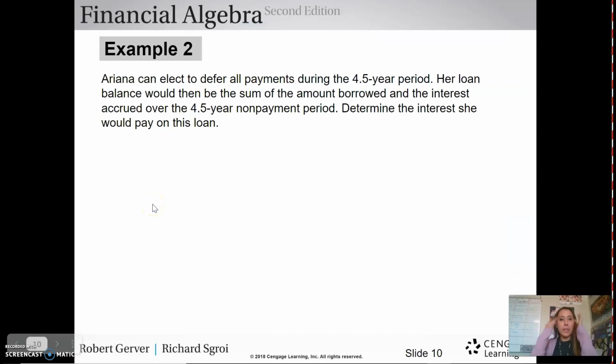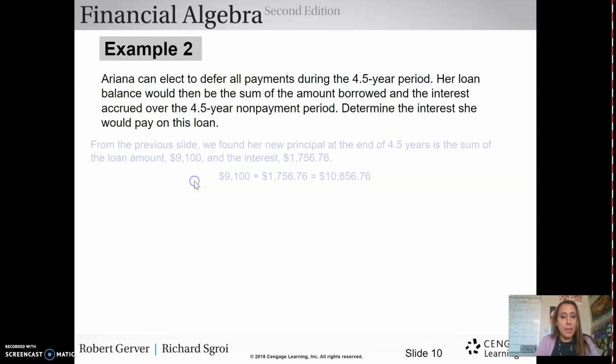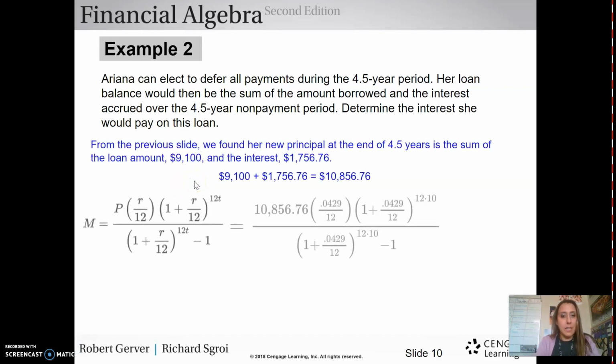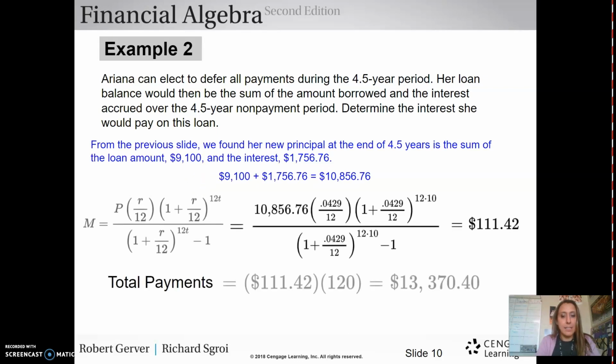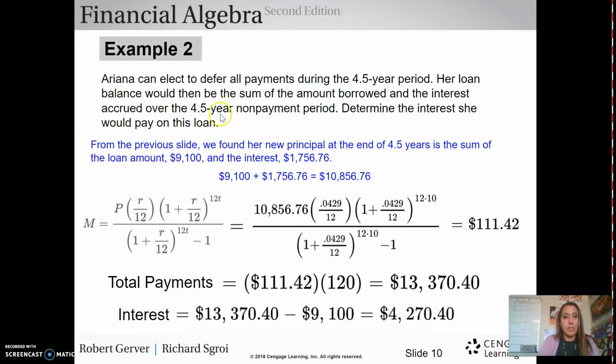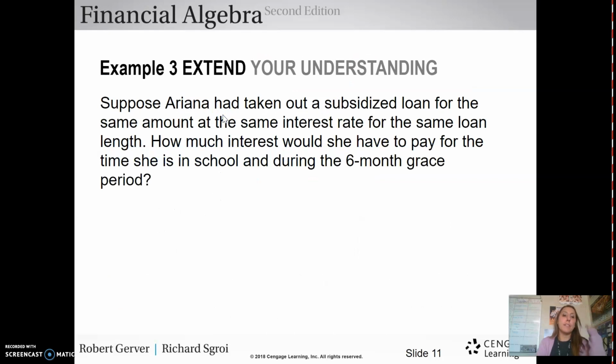Okay, so we are talking about her deferring all of her payments during her 4.5 years. Did we already do this? Determine the interest she'll pay on the loan. Let's see. Yes, we did figure this out. All right, so if you didn't get that in your notes, go ahead and hit pause and get that in your notes. All right, so this is where we were.